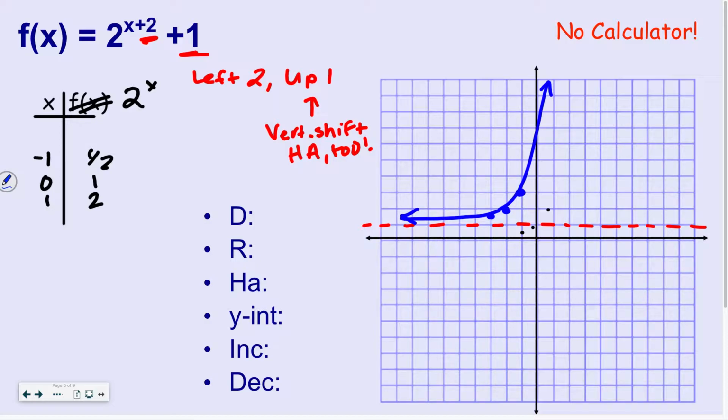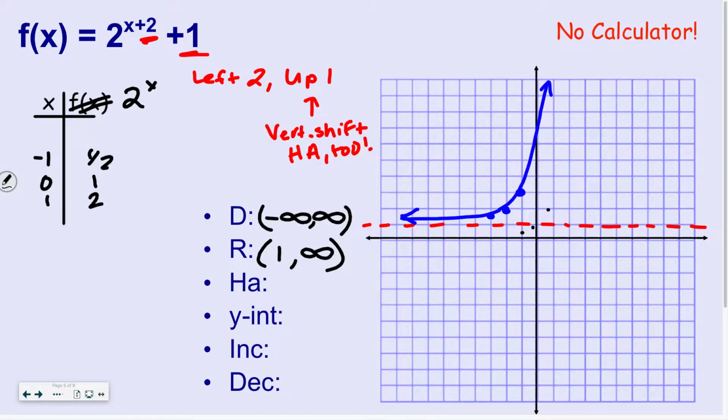Now, can you answer questions about domain, range, etc.? Sure. You'll have to be careful here. Remember, shifting may change some of these. So domain is still going to be negative infinity to infinity. But the range is no longer 0 to infinity. It's now 1 to infinity. Notice the range: I'm never using the brackets. I'm using the parentheses because it's not included.